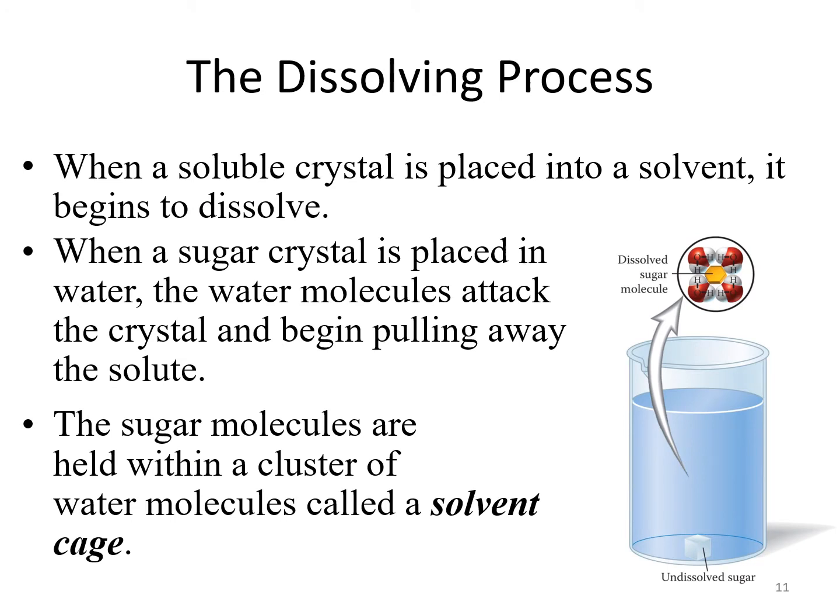So the dissolving process, you have your solid, your solute, that you put inside your liquid, your solvent. What happens is individual solvent molecules surround an individual solute molecule and create what we call a solvation cage. And this is preventing the solute molecules from sticking back together again.